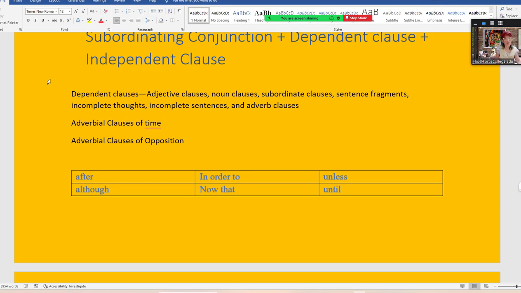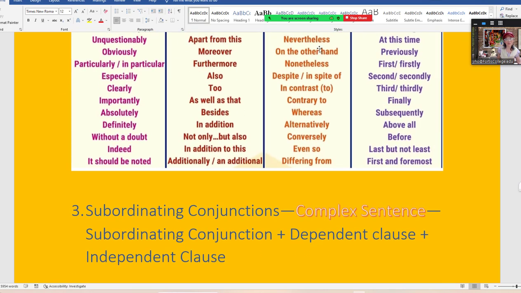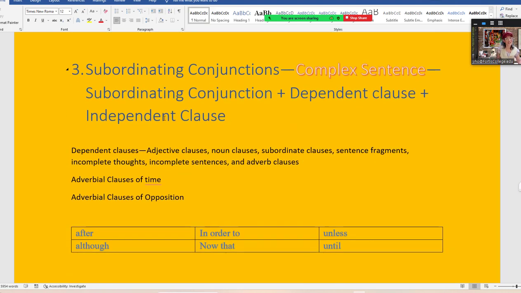Other ways of saying dependent clauses are adjective clauses, noun clauses, subordinate clauses, sentence fragments, incomplete thoughts, incomplete sentences, and adverb clauses. And then you have different kinds of adverb clauses: adverbial clauses of time, adverbial clauses of opposition. These are all adverbial clauses, another way of saying transition words. Yeah, your head is swimming, isn't it?